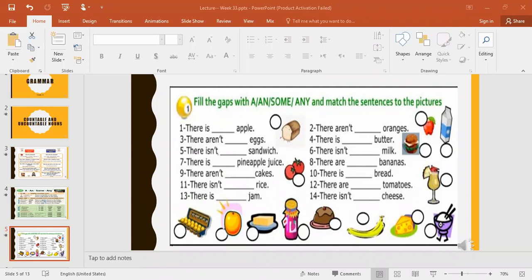Number nine. There aren't any cakes, very good. Yes, Hadil. There is some bread. There is some bread, number 11. There isn't any rice. Yes, very good. Yes, Maya. There are some tomatoes.